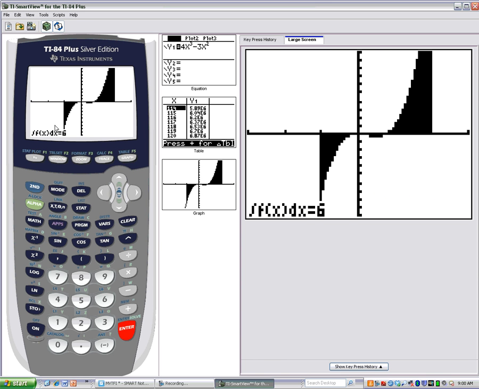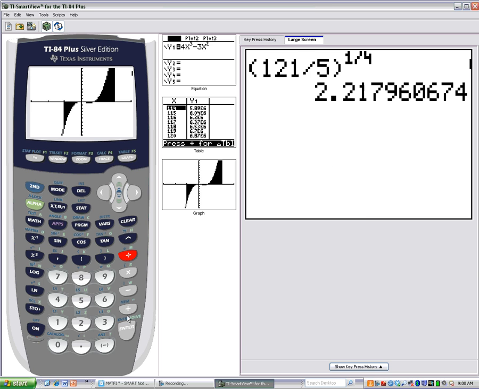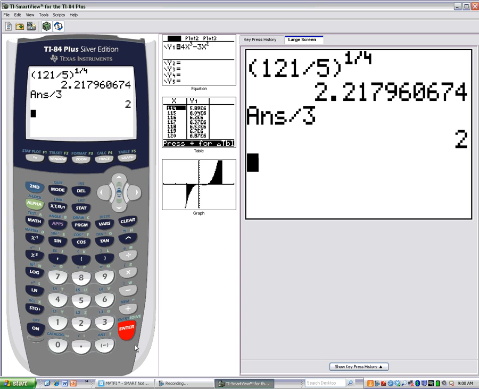Now, if we wanted to do it from here, I can take that answer, and it brings me back to my home screen, divided by 3, and there's the answer. You don't necessarily have to type all those numbers, because if it came out to be some other number besides 6, it'll just pull that number right back to the home screen. Okay? I think that's about all.